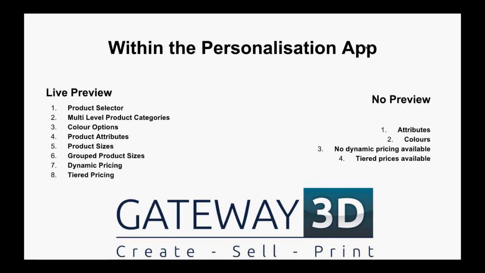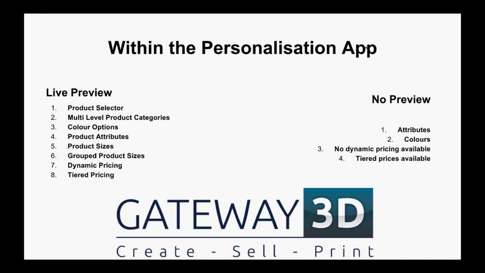The first one being your product selector. This shows the product and icons for main options and choices. The multi-level product categories that we use to navigate through different options of the product. Your color options, which can display interactive color choices, which is great, so you don't have to upload the same product for different colors. The product attributes, which allows you to set up any attribute group you'd like for each individual product.